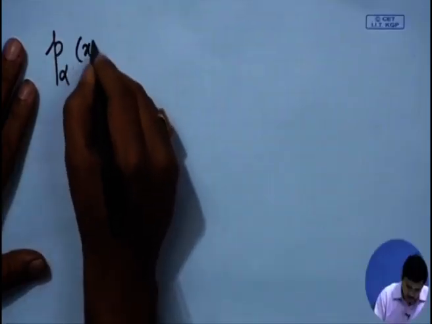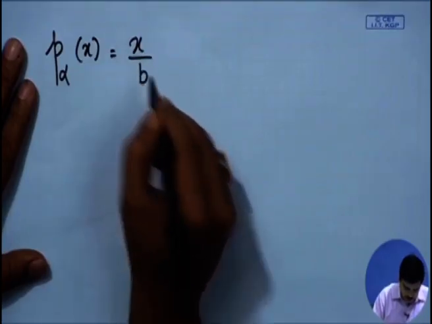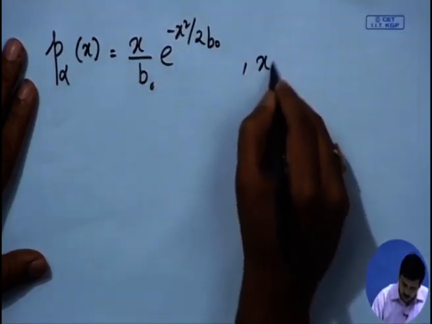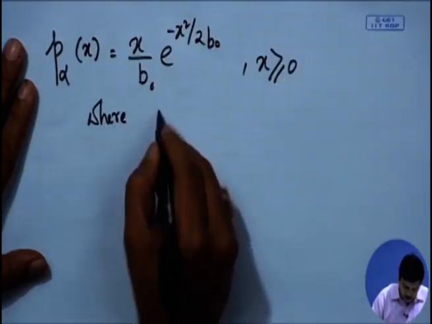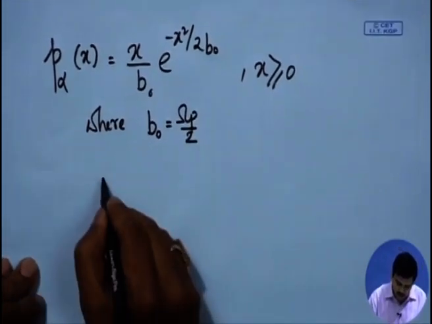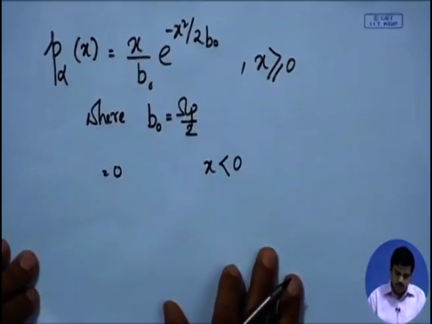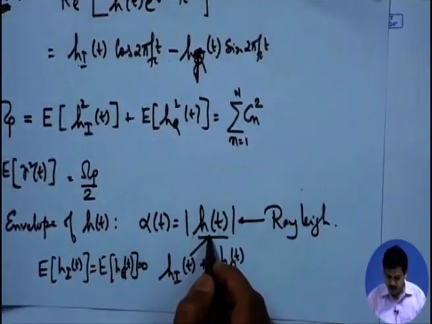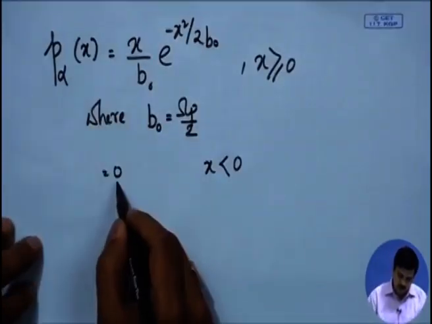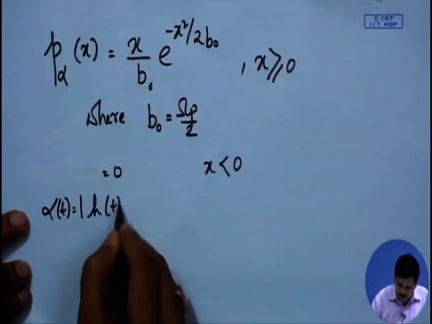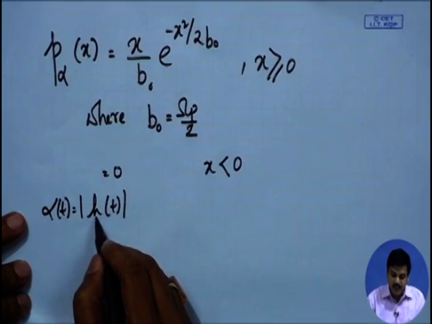And the Rayleigh distribution would be given by p alpha of x is equal to x by b 0 e to the power of minus x squared by 2 b 0 for x greater than or equal to 0, where b 0 is equal to omega p by 2, and it is equal to 0 for x less than 0, because alpha is mod of h t and the lowest value that alpha can get is 0. Anything below 0 is not defined, and hence the probability density function is 0. The interest in alpha t, which is mod of h t, lies because mod of h t gives us an indication of the signal power.